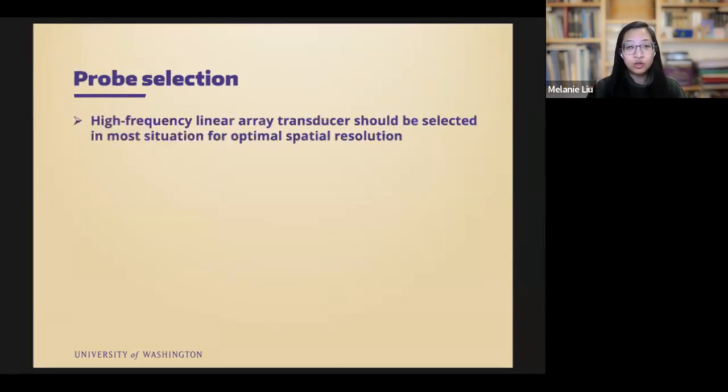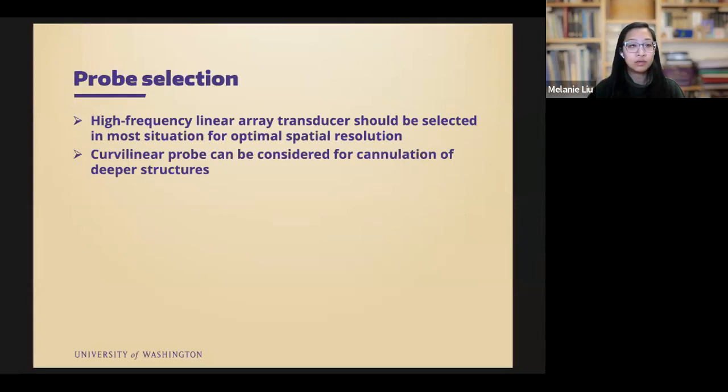One of the most important things when you are picking up an ultrasound probe for your cannulation attempt is to select the correct probe. In most of these situations, because the vessels that we're looking at are usually pretty superficial, like the IJ or most arteries, a high frequency linear array transducer should be selected because it will give you the optimal spatial resolution. Now, you can also use a curvilinear probe if you are going to be cannulating deeper structures, for example, femoral vessels in obese patients.